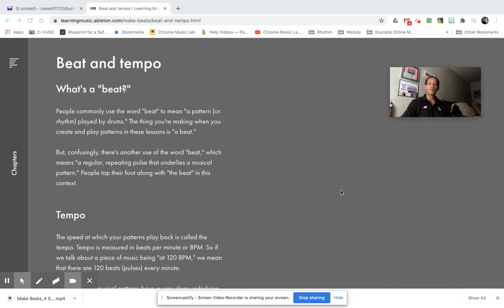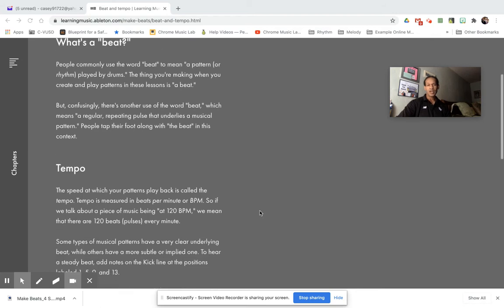Okay, so we're talking about tempo on this one, and this section is telling you the actual definition of a beat is the steady pulse of music, just like what we've been talking about. But the slang term for beat is the rhythm, and it says right here, people commonly use the word beat to mean a pattern or rhythm played by the drums. So they go with the slang term here for beat, which is okay, as long as we know they're talking about the rhythm.